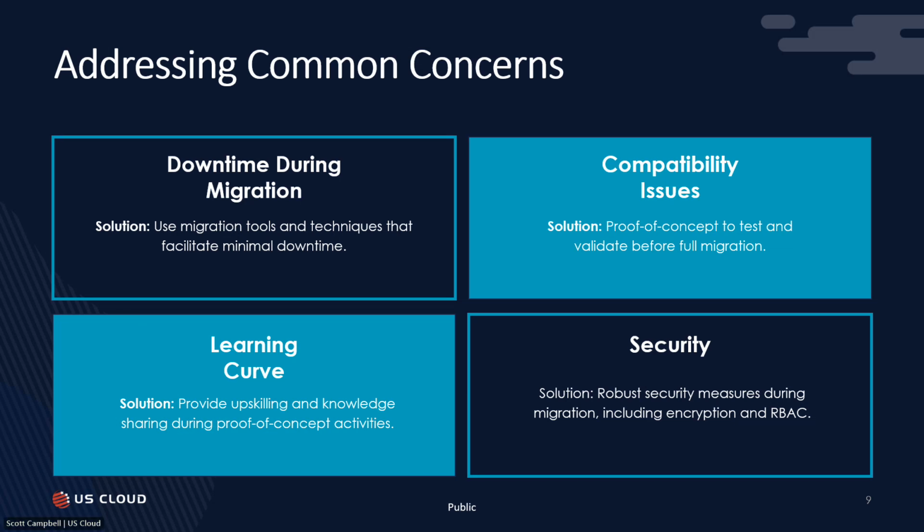Compatibility issues. We'll hopefully find and address compatibility issues in a proof of concept. And the proof of concept should be a small, appropriately sized sample, so it's very similar to what your production environment would be like, so that we can find these potential compatibility issues and address them before larger scale migration. There's always a learning curve with implementing something new. So upskilling and knowledge sharing during the proof of concept is important to help you achieve success. We recognize this, and we'll be there to address your questions and concerns.